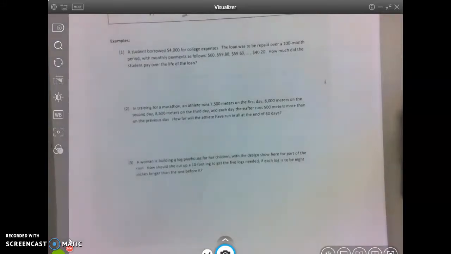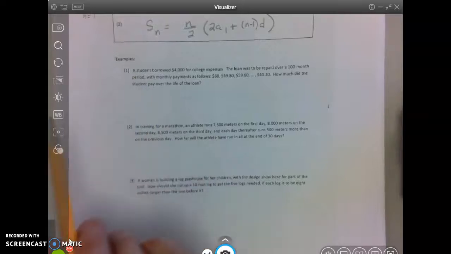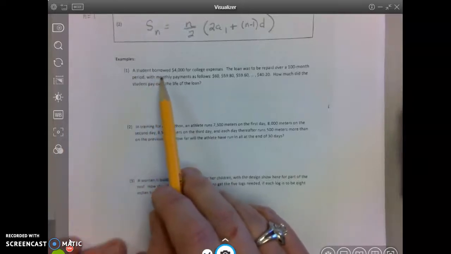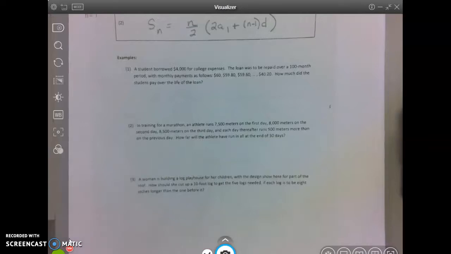So the reason we even study these series is because they have real life implications, real life problems that we can use these series to solve. Here's an example. A student borrowed $4,000 for college expenses. The loan was to be repaid over a 100-month period with monthly payments as follows: $60, $59.80, $59.60, all the way down to $40.20.